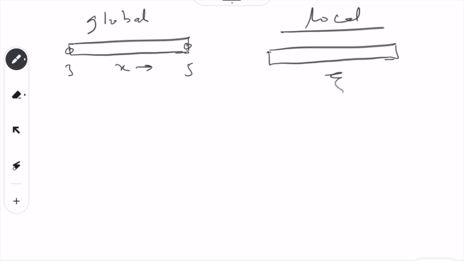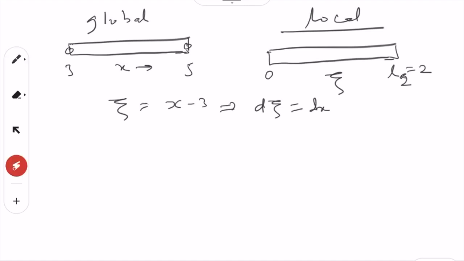So, let us say this is local and it goes from 0 to Le, L2, so equal to 2, basically goes like this. So, this is the relationship between the two. So, basically xi equal to x minus 3. This is the relationship, and hence you have d xi equal to dx, exactly, since the length is 2 in both the cases.